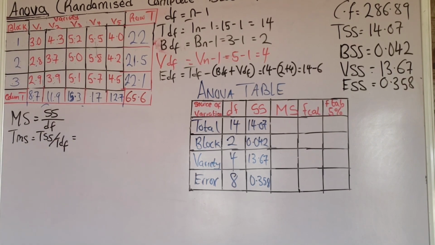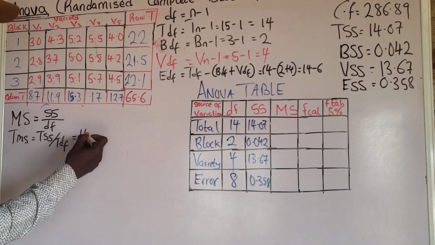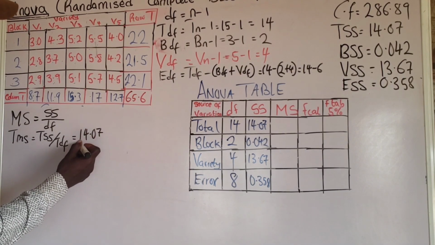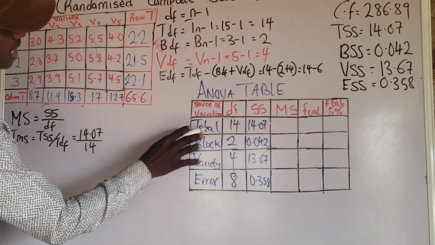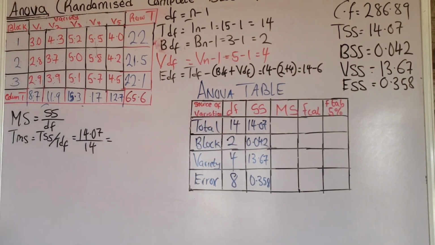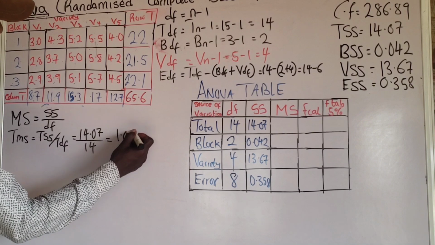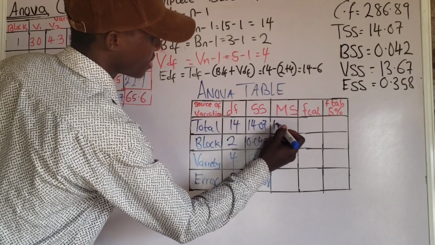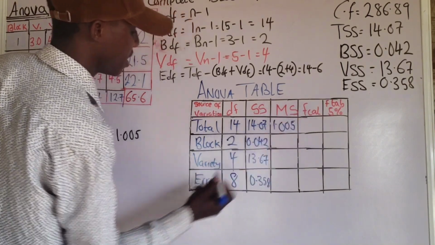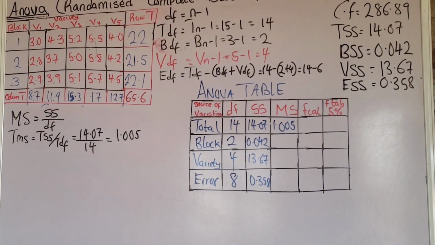The total sum of squared is 14.07 and the total degree of freedom is 14. So 14.07 divided by 14 is 1.005. You can check with your calculator. So here I'm going to have 1.005. Okay, now let's calculate the block mean squared.